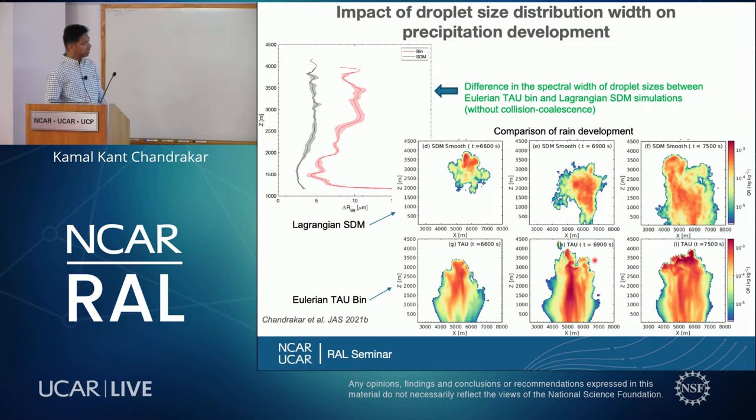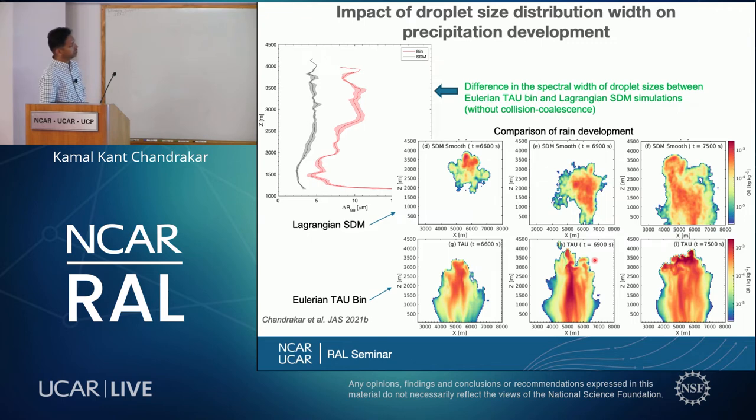So initially I mentioned that the Eulerian bin microphysics has some numerical challenges because of the Eulerian advection of the bins. And to understand the differences between the Lagrangian and Eulerian bin microphysics schemes, we performed the same cumulus congestus cloud simulation using the TAU bin microphysics scheme and then compared it with the Lagrangian simulation. The top plot shows the spectral width of the Doppler size, and there's a delta R99, basically the difference between the 99th percentile and 50th percentile of the Doppler size distribution. So it's kind of showing the width towards the larger size.